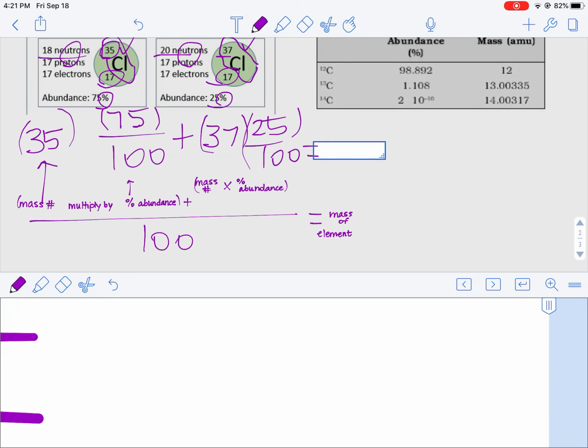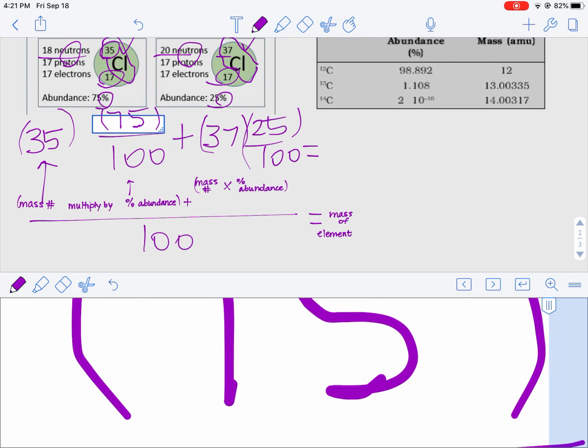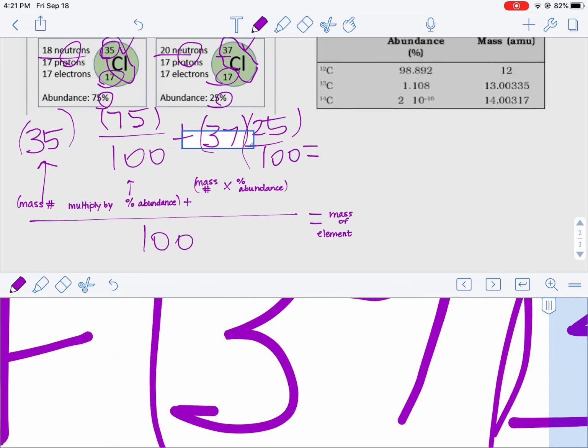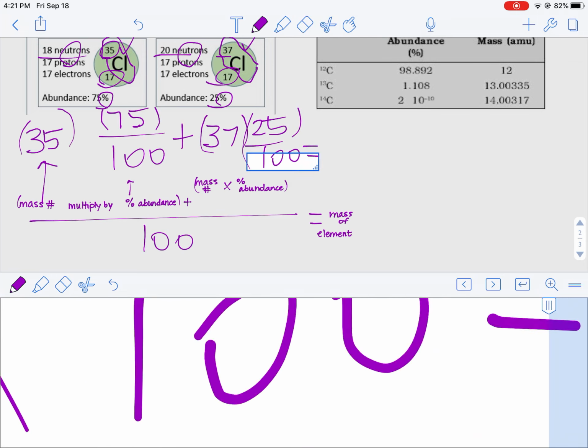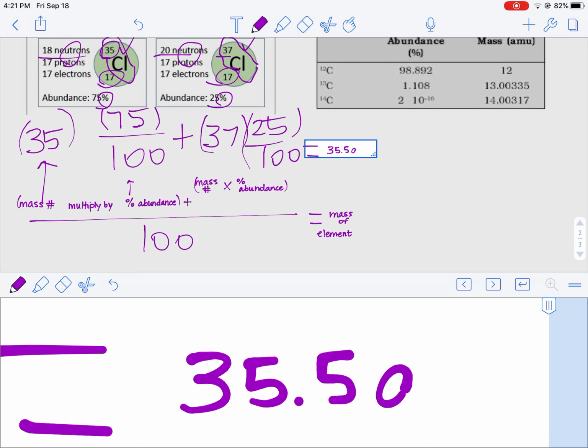So looking at the math that I've got up here, 35 times 75 divided by 100 plus 37 times 25 divided by 100 equals 35.5 AMUs.